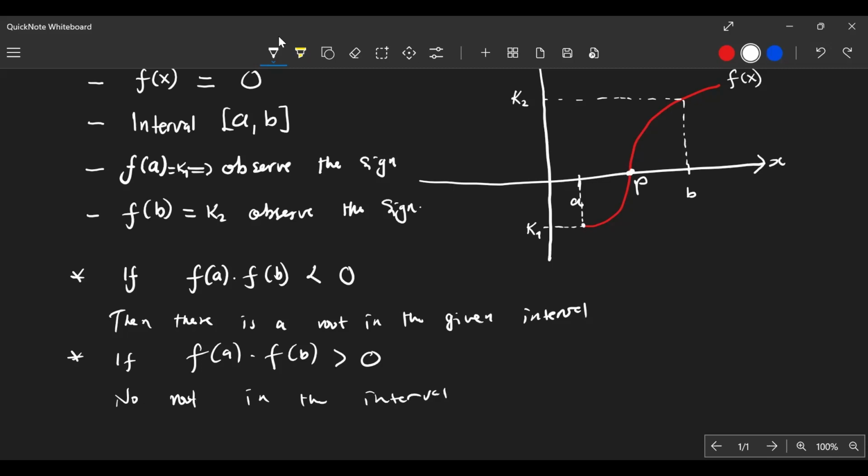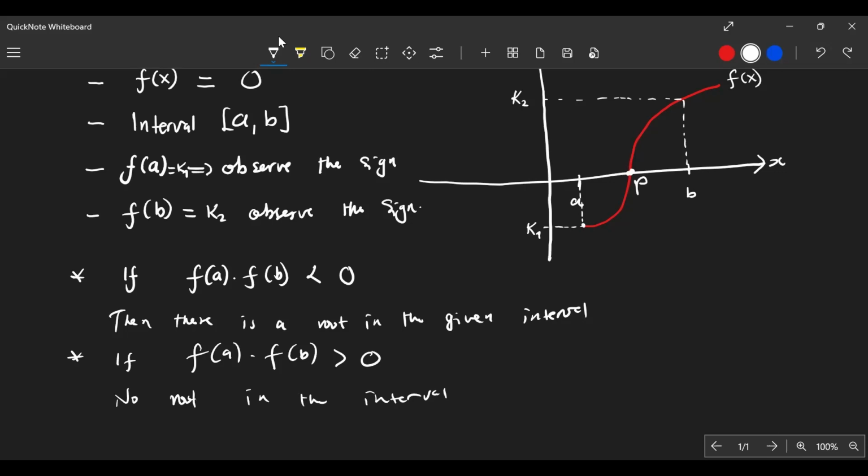So meaning that if f of A gives you a positive value and f of B again gives you a positive value, or f of A gives you a negative value and f of B gives you a negative value, then it means that there's no root in that interval. But if one of them has a negative and the other a positive value, then there is a root in the interval. It means that the function crosses the x-axis in that interval.